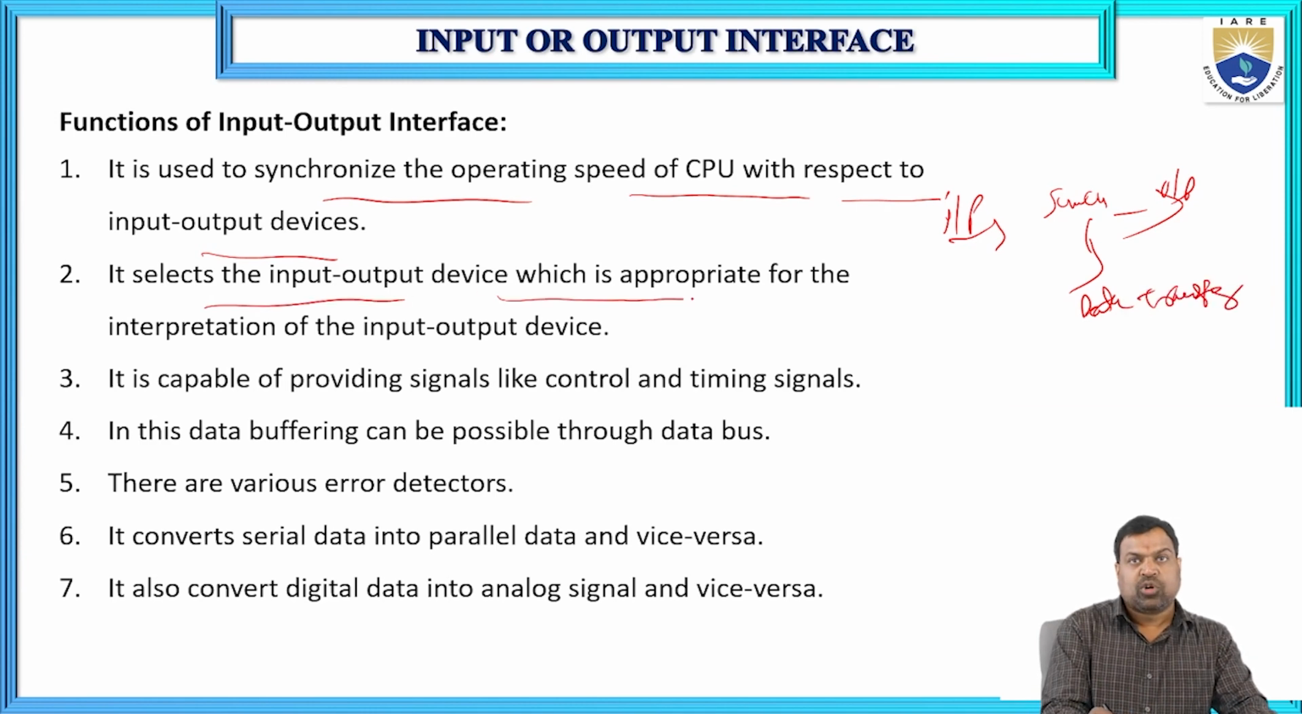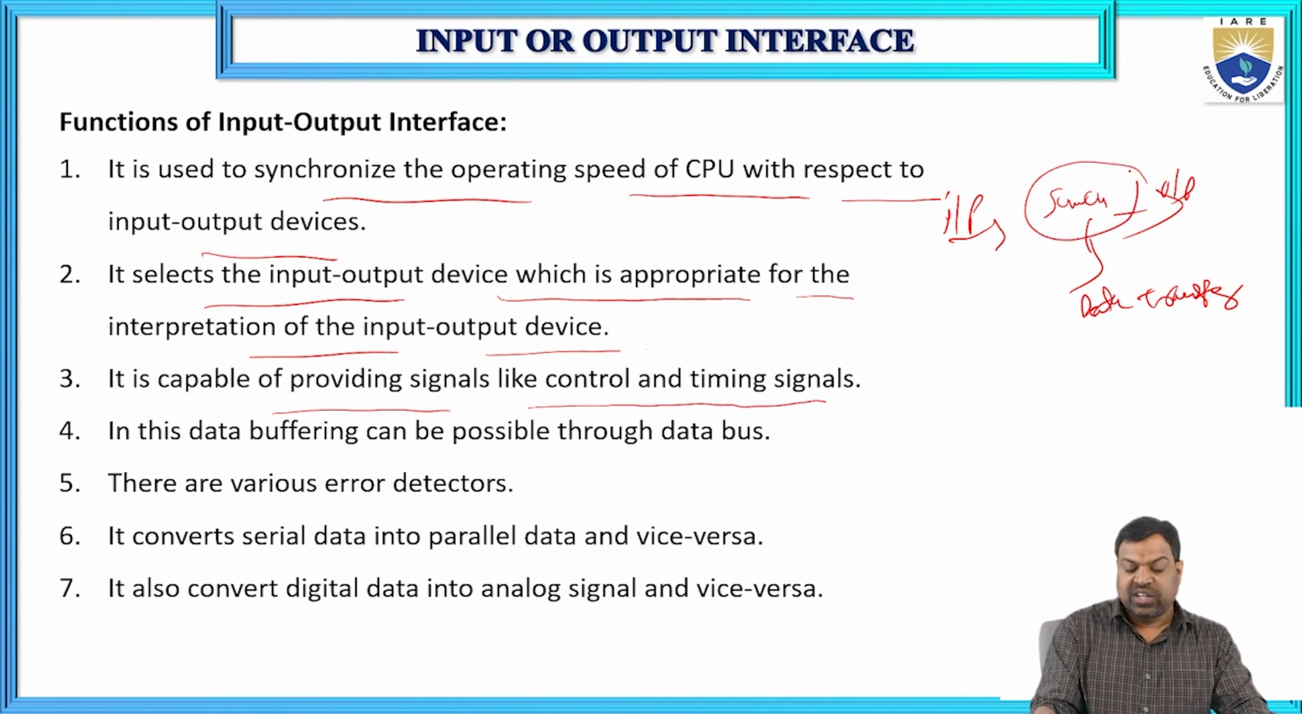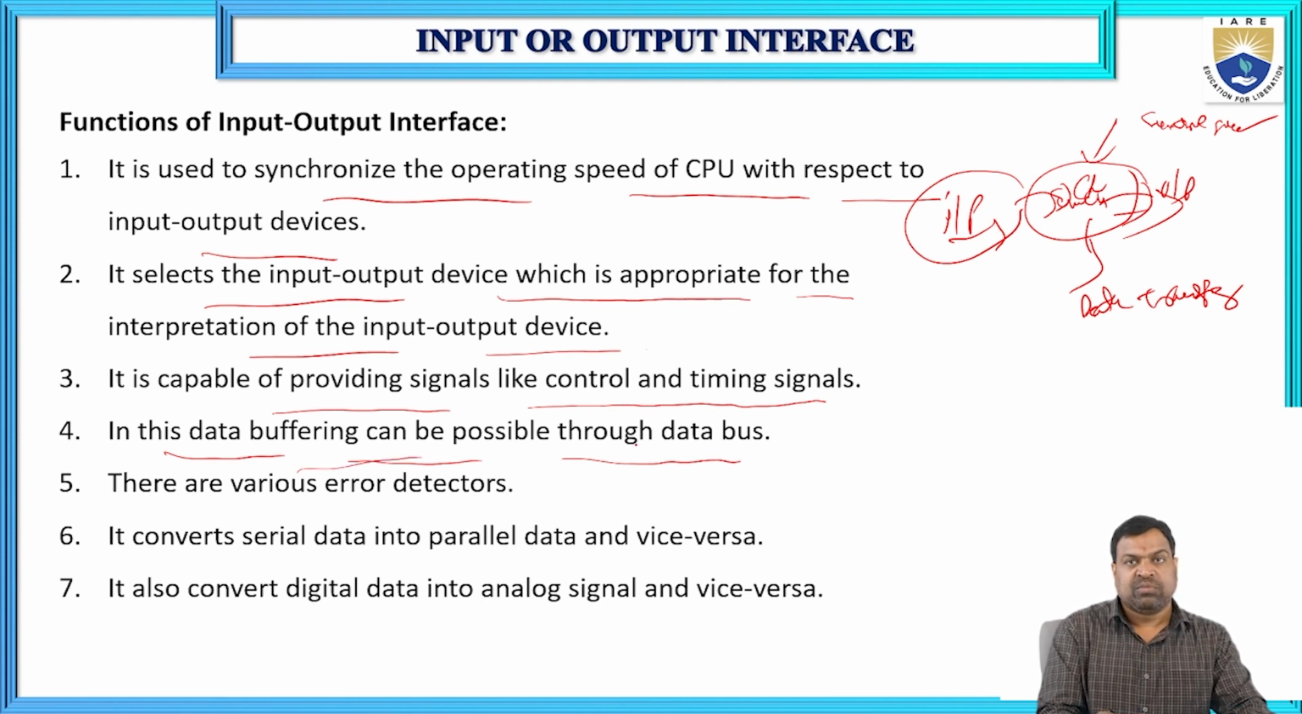It selects the input output device which is appropriate for the interpretation of the input output device, and it is capable of providing signals like control and timing signals. So when we are synchronizing, we need a control signal, and data buffering is possible through the data bus. So from input to CPU and from CPU to output, definitely we need data buffering, that means data transfer. And there is also various error detection.